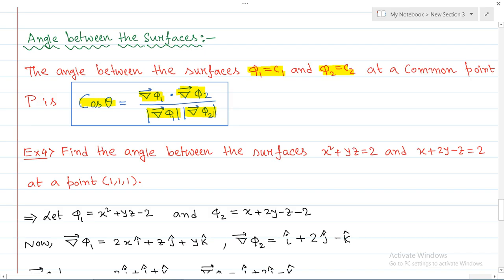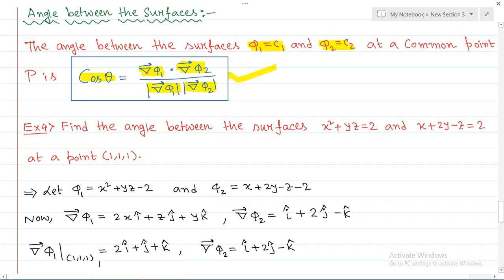How this formula appears, the derivation I have not shown here. If you want, you can make a comment, then I can make a separate video for finding the angle between surfaces, how this formula is coming. Now let us apply this formula to a problem, to understand the question very easily. So let us come to the fourth problem.